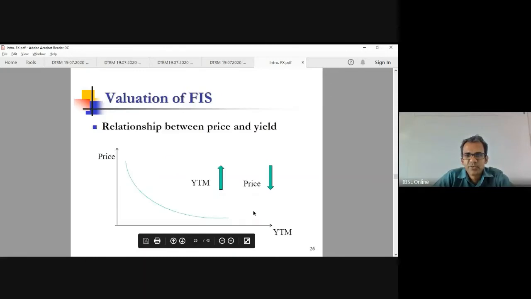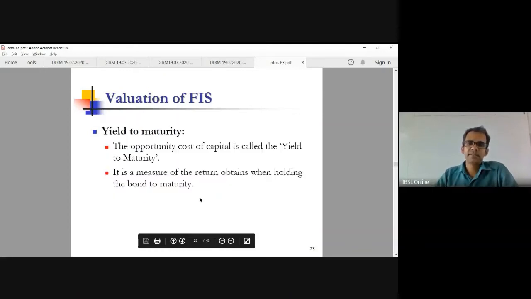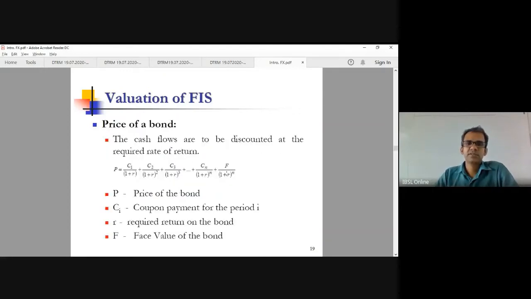And now this is the relationship between price and yield. Yield, again, I would say the required rate of return. The relationship is like this. On the x-axis, you can see the yield to maturity or the required rate of return, and the price on the y-axis. If you go back to this equation, you can see this is not a linear relationship. That means, okay, what would happen if R increases?